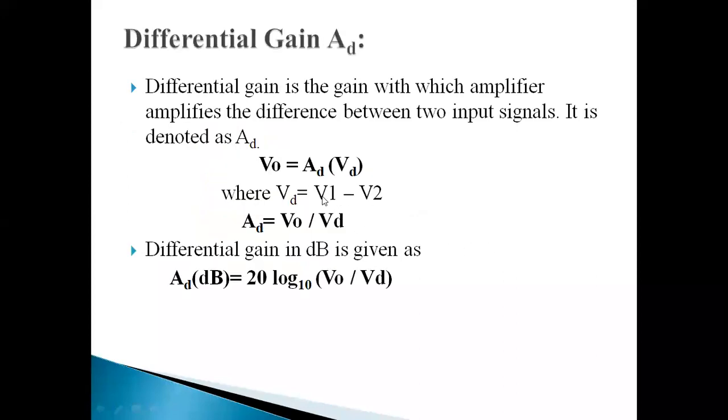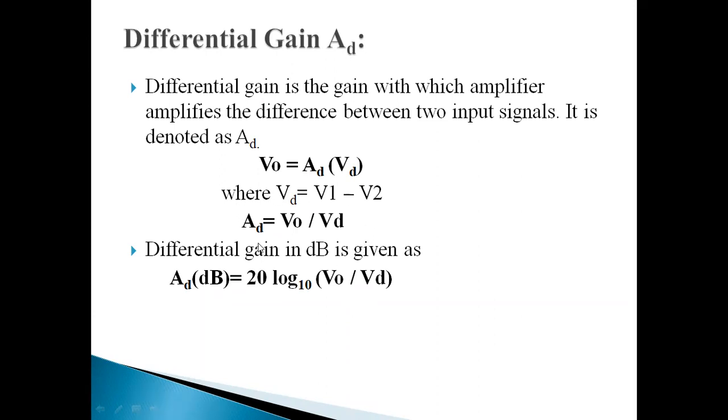Okay. So that is V0 is equal to AD into V1 minus V2, or we can also write it as V0 is equal to AD into VD, where VD is the difference of those two input signals, that is V1 and V2. Okay. So from this equation, what is AD? AD is equal to V0 by VD. So this is the differential gain.